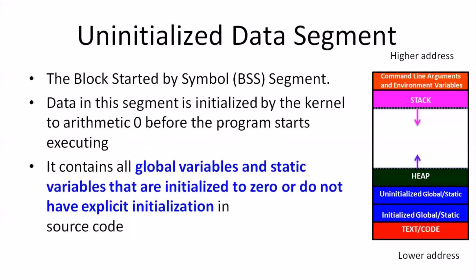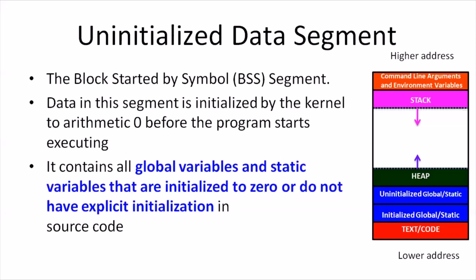The uninitialized data segment, on the other hand, is also called the block started by symbol segment, or the BSS segment. Variables in this segment are initialized by the kernel to 0 before the program starts executing. It contains all global variables and static variables that are not initialized explicitly in the source code.